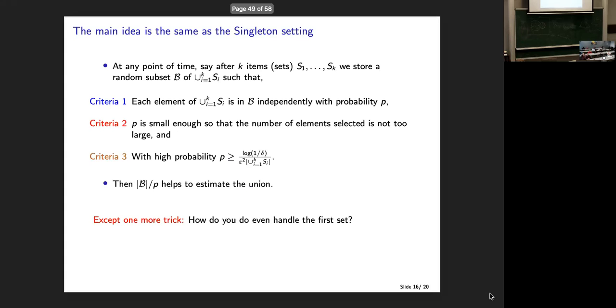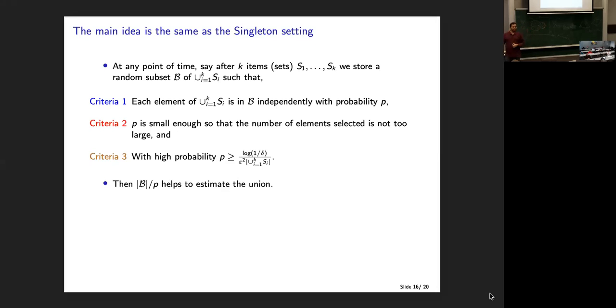Right. Okay, so there's one trick. I did explain how to process this. If you have picked up the union of the sets till now, by picking every element with probability P, and another set comes, how do you take the union and pick every element of this new union with probability P? The same thing, right? You throw away the elements from the current set and sample from this one.